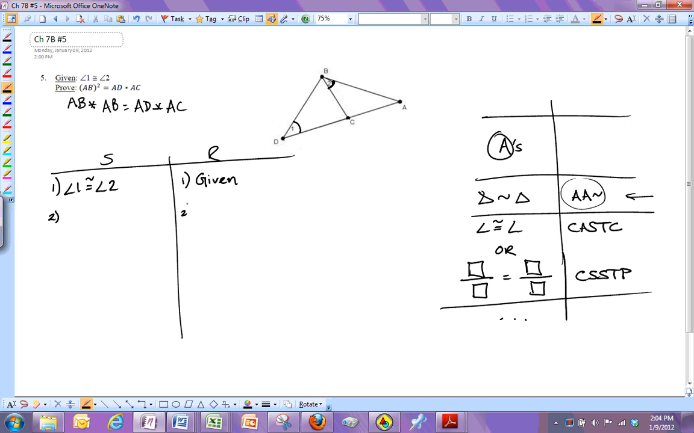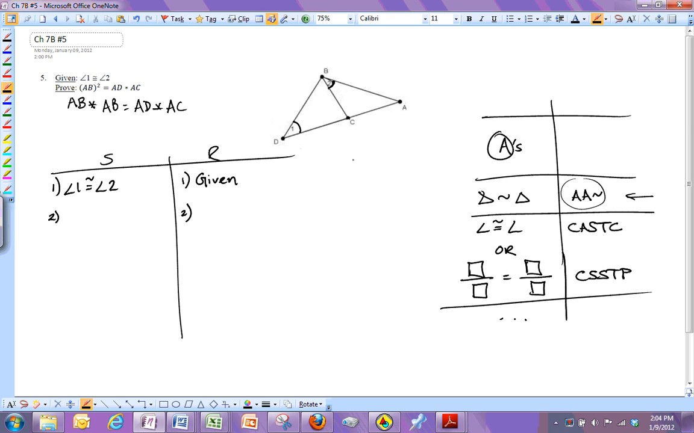Now we need to match up another pair of angles somehow. And some people want to look at these two angles, but those actually don't even look congruent. The one over here looks acute, this one looks obtuse, this one looks acute. So those aren't congruent.